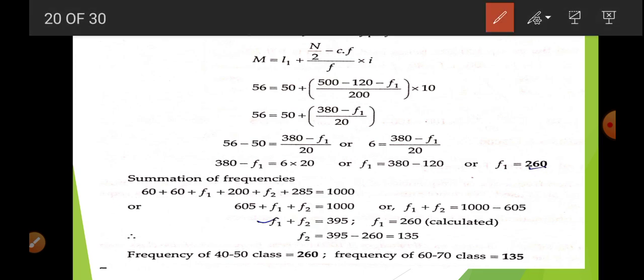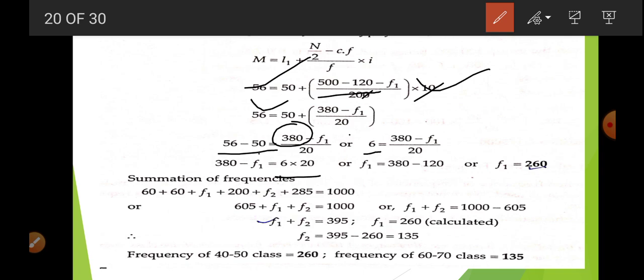Okay. Now we had put all the value here. So this 50 will go here. Okay. So it will be 56 minus 50, and 500 minus 180, so it becomes 380. Okay, this 0 will be cancelled, so it is 20. Okay. Now when we subtract, we get 6. 380 minus f1 upon 20. Now this 20 will go there, so it becomes 6 multiply 20.